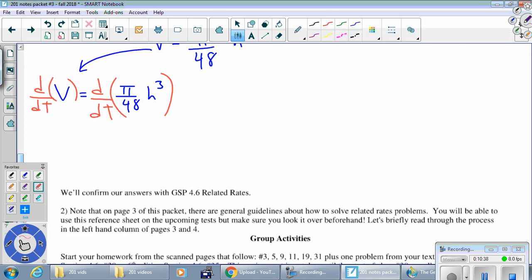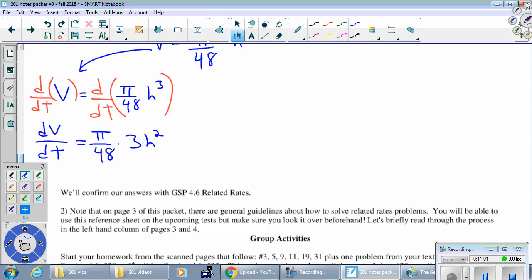Okay, left-hand side, dv dt, there's nothing to do with that, I'm just copying it. dv dt equals. Okay, the right-hand side, we're taking a derivative. Now, implicitly, so what's the derivative of pi over 48 h cubed? So pi over 48 is a constant multiplier. I copy that. Derivative of h cubed is 3h squared, piece of cake.